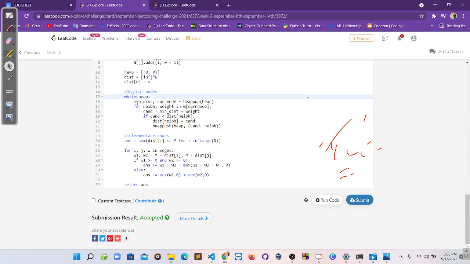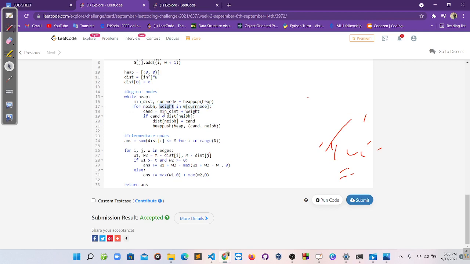So while heap, it means while something is present in the heap. We are at the zeroth node, the distance for the zeroth node is 0, and whatever is connected with this, we are exploring its neighbors. So this is the neighbor, and this is the weight associated with each neighbor. Okay, that is, I think, fine.